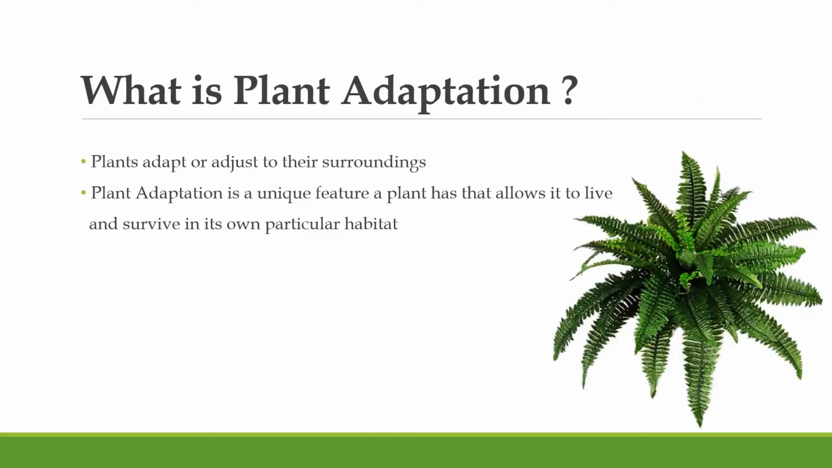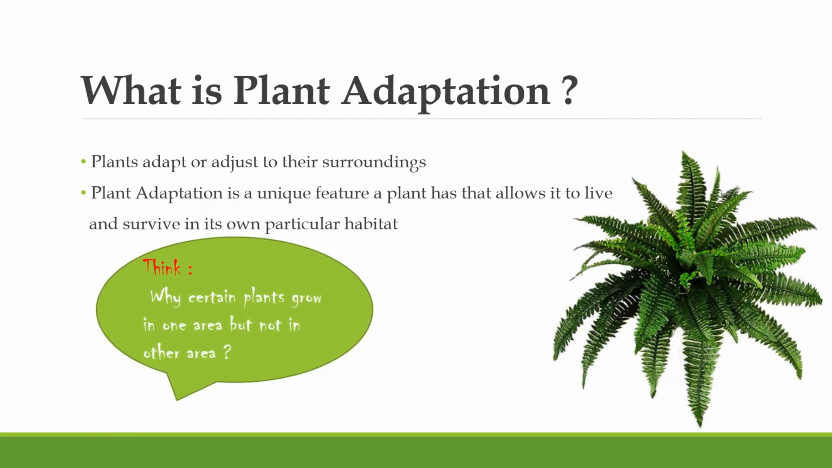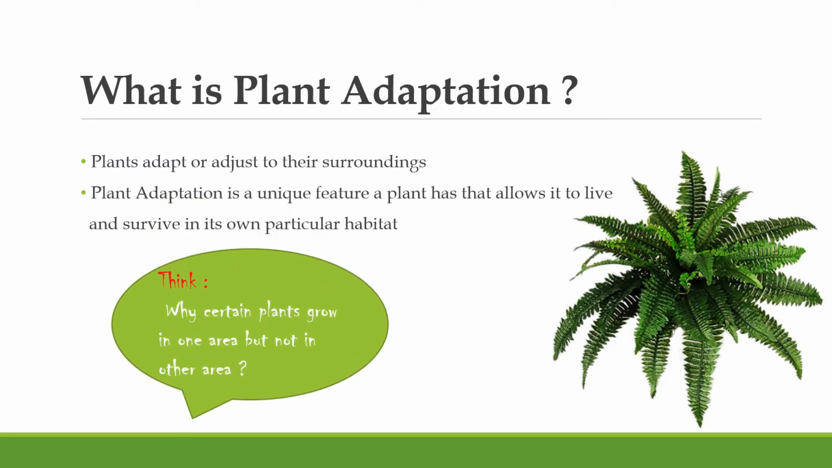What is plant adaptation? Plants adapt or adjust to their surroundings. They have a unique feature that allows them to live and survive in their own particular habitat. So, why do certain plants grow in one area but not in another area? Think about it.